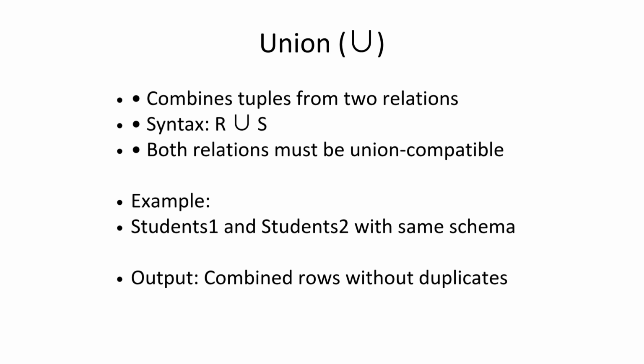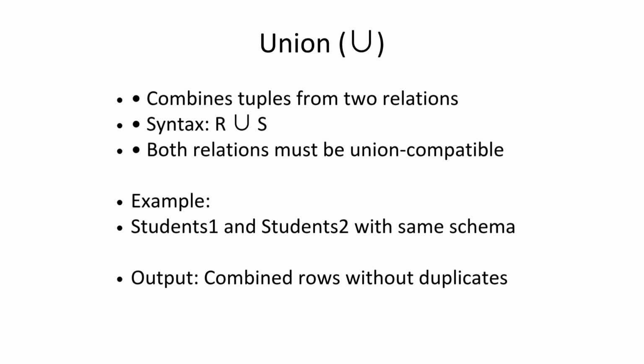Union. The union operation, denoted by the U symbol, combines rows from two relations into one. Syntax: R U S. But there is a rule. Both relations must be union compatible, meaning they have the same number of columns and matching data types. Example: say we have two student tables.